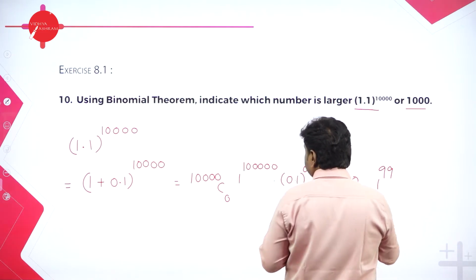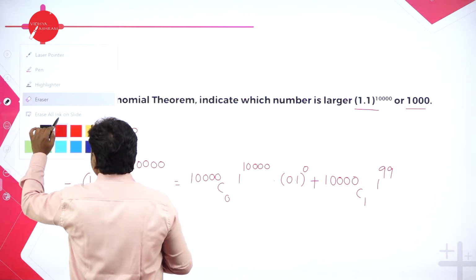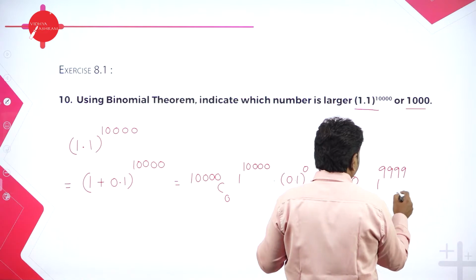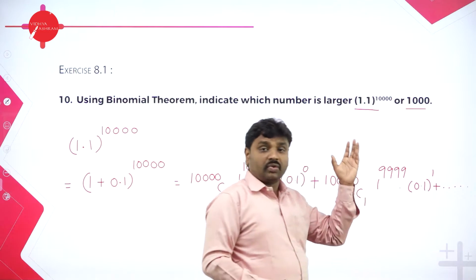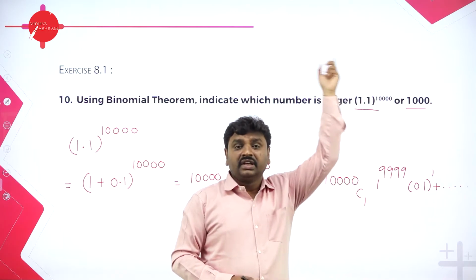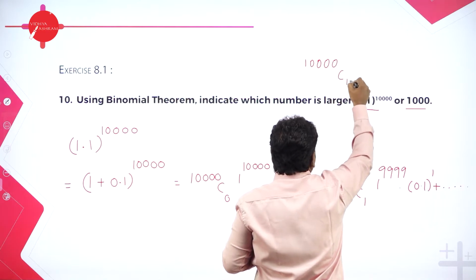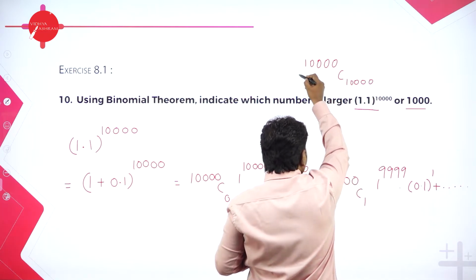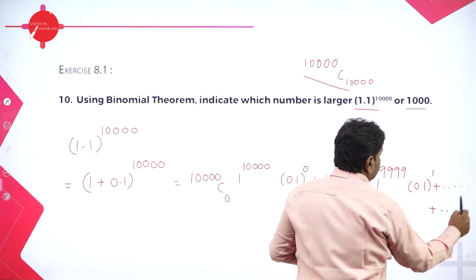This is 10,000, four zeros, okay. Now coming to this, 1 power 9,999 into 0.1 power 1, and so on. See, I have to go till what? 10,000 C0, 10,000 C1, then 10,000 C2, then 10,000 C3, till 10,000 C10,000. Till this part I should go, but it is not required. I'll write plus so on.